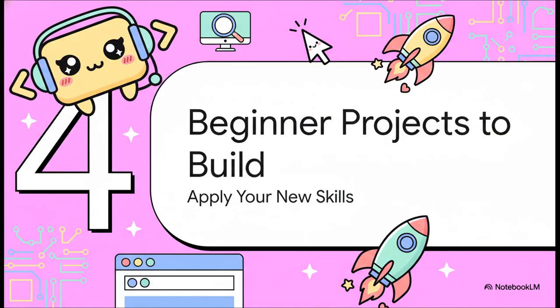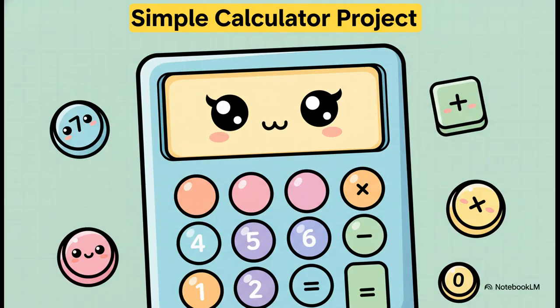Okay, enough theory. Let's get our hands dirty. The absolute best way to get good at this stuff is to build things. So let's check out a few amazing beginner projects you can start working on right now. First up, the classic simple calculator. There's a reason everyone recommends this one.